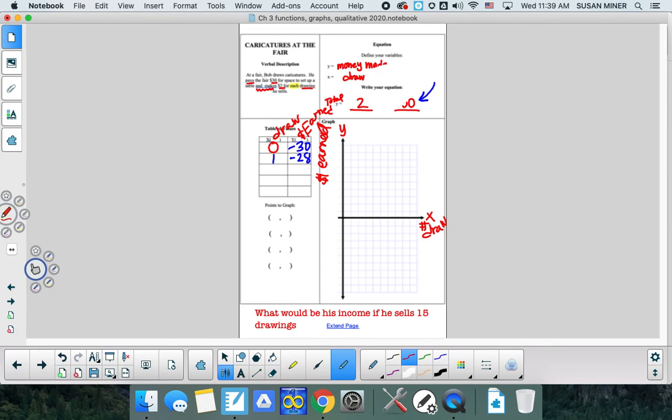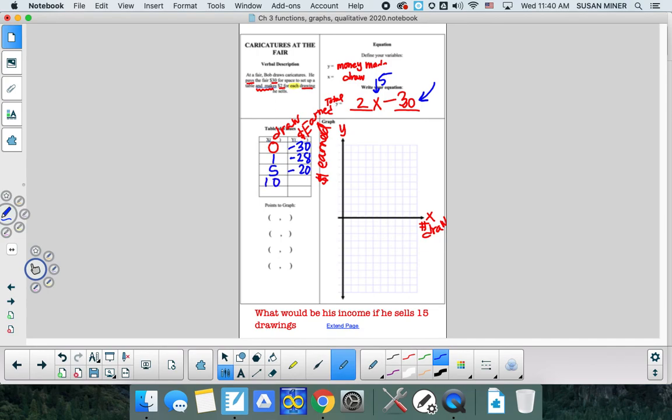So now I'm going to kind of choose, right? Sorry, I want to put this back up there. Okay. What if I did 5 drawings? Is 5 enough to get me out of the hole? Well, I'm going to input, right? And I'm going to get a total out. So my input now is a 5. 2 times 5 would be 10. And 10 minus 30 is still negative 20. So that wasn't enough. What if I did 10 drawings?